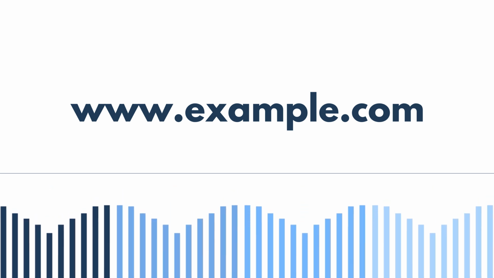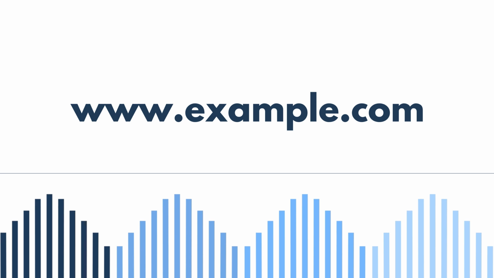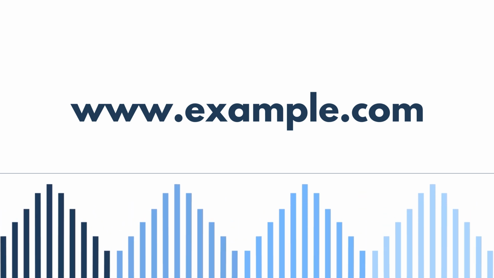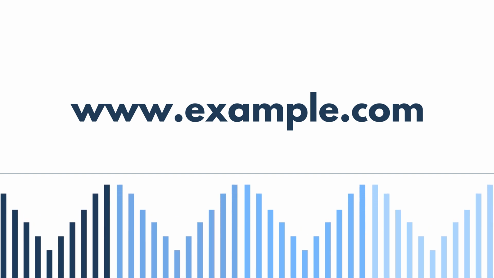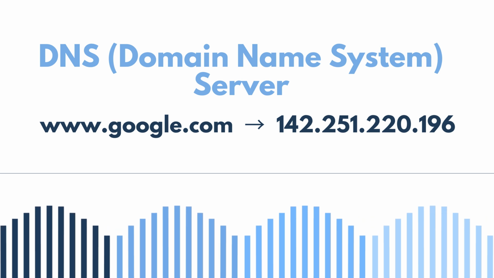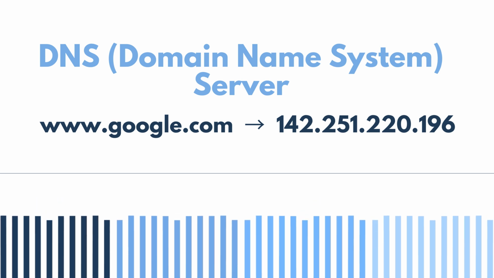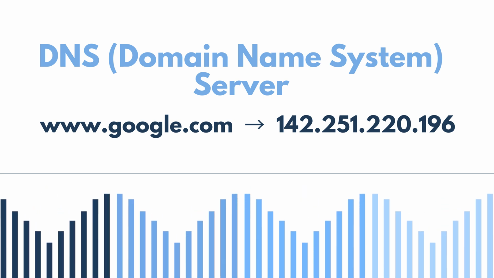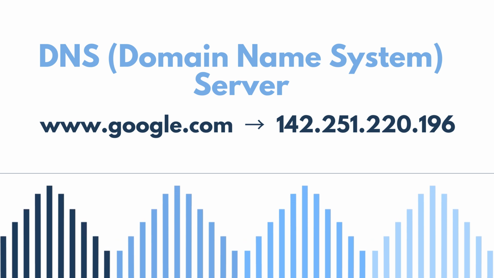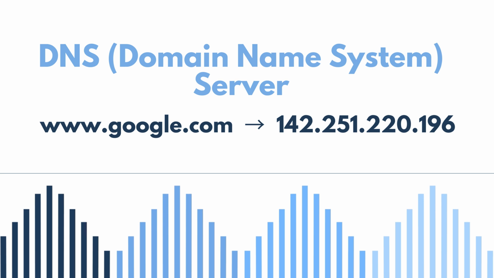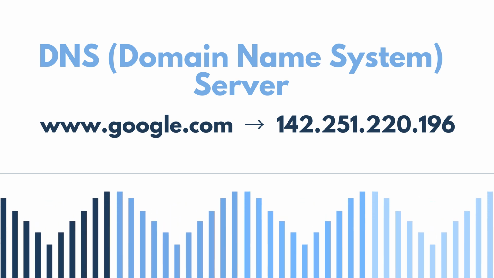However, computers communicate using IP addresses, which are numeric addresses that uniquely identify each device on the internet. When you enter a domain name in your browser, it needs to be translated into an IP address. This translation is done through a DNS, domain name system, server. The DNS server acts as a directory, matching domain names to their corresponding IP addresses. It is responsible for resolving the domain name and providing the IP address to the browser, allowing it to establish a connection with the correct web server.